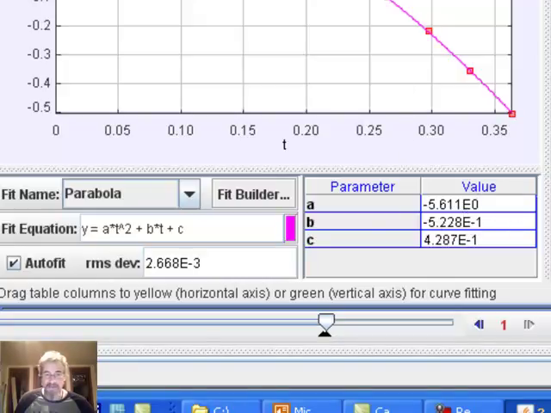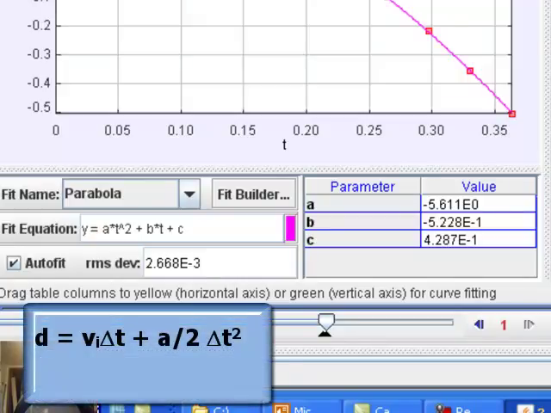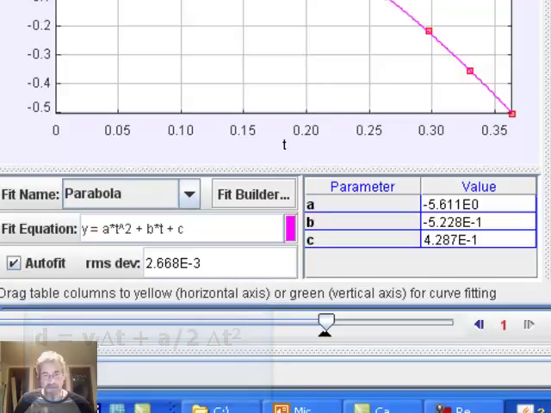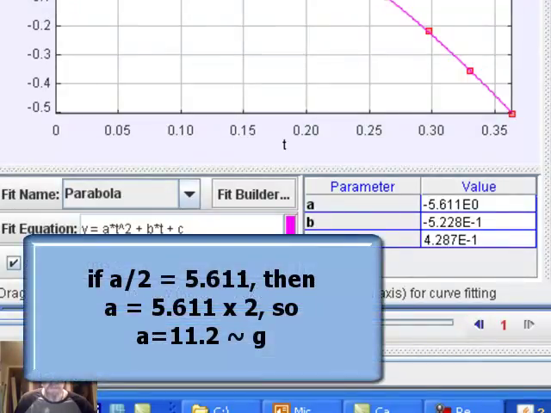And if this object, in fact, is falling through a gravity field, I'd expect the distance covered to be equal to the initial velocity, which I would hope would be 0, but probably isn't exactly for this trial, plus half the acceleration times time squared. That's our distance equation for something that's undergoing constant acceleration. Well, if A, acceleration over 2, is 5.6, and I double it, I should get the acceleration. Well, it really is close to the value for G, and that's what I'd expect to see.